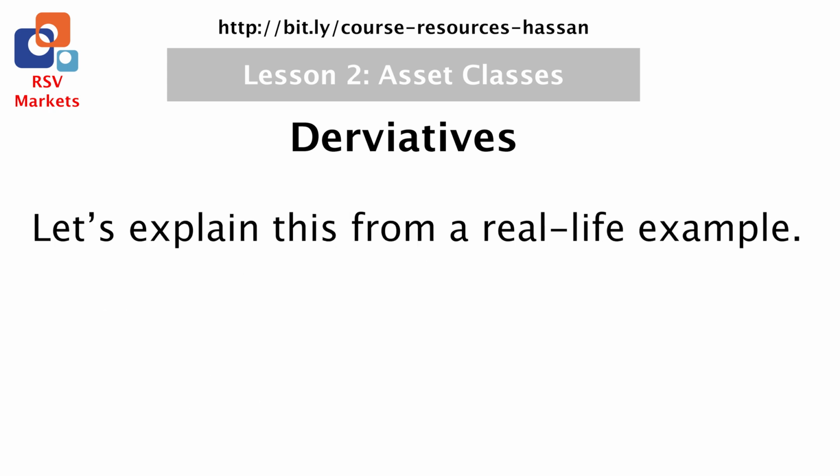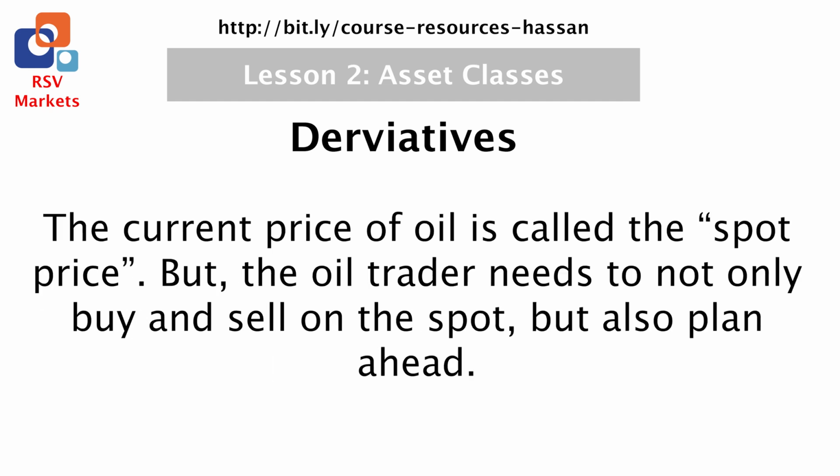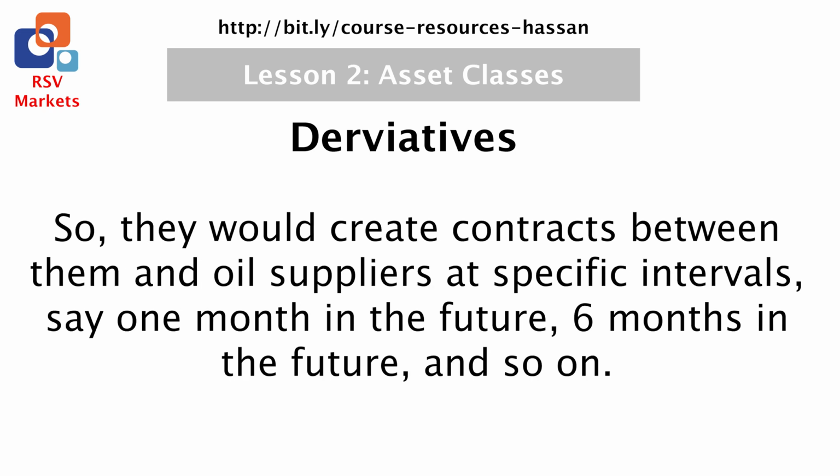Let's explain this from a real-life example. An oil trader who has warehouses where they can store actual oil barrels needs to secure oil at prices where they know will be profitable in the future. The current price of oil is called the spot price. But the oil trader needs to not only buy and sell on the spot, but also plan ahead. So they would create contracts between them and oil suppliers at specific intervals, say 1 month in the future, 6 months in the future, and so on.